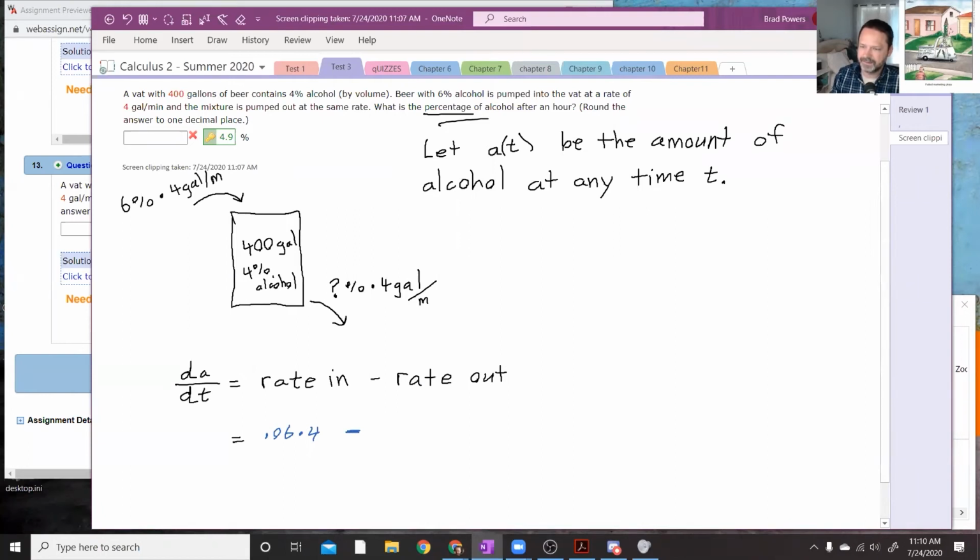What's that? Well, that's this percent. You know what the percent here is? How do we find that? That's the amount of alcohol divided by the amount of actual beer, right? Does that make sense? So in this case, it's the amount of alcohol at any time t, so that's A of t, divided by 400 gallons. That's the percent that's coming out.